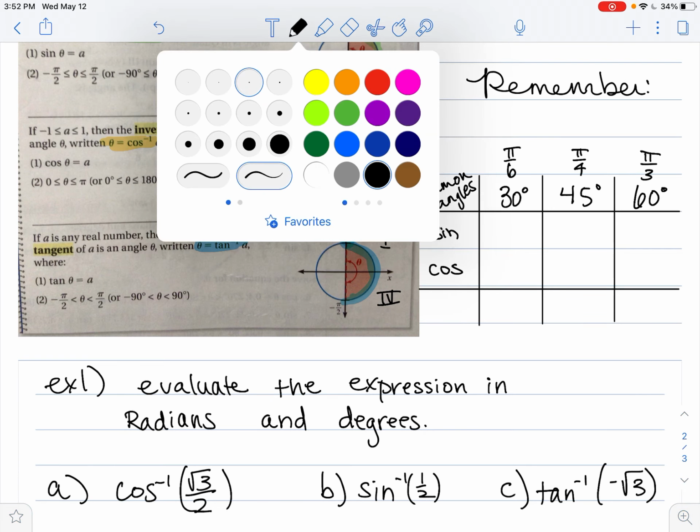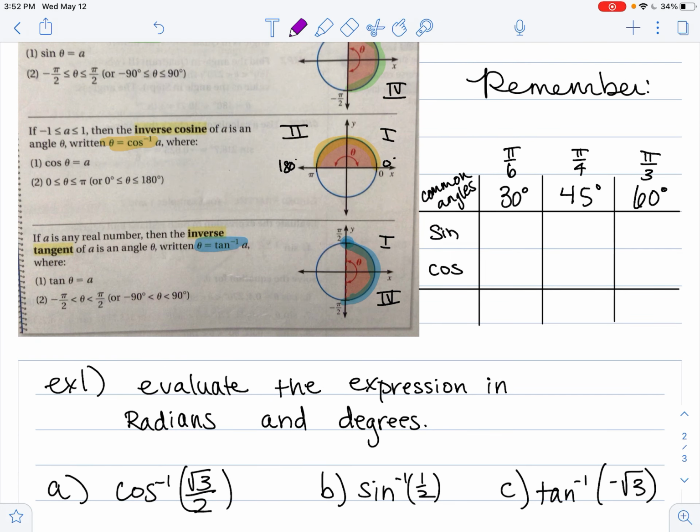Remember, to fill this in with me, it's as easy as 1, 2, 3, 3, 2, 1, all over 2, and then root, root, root, root. And that's how we find sine and cosine. Tangent, remember, is the value of sine divided by cosine. So 1/2 divided by the root of 3 over 2 is root of 3 over 3.